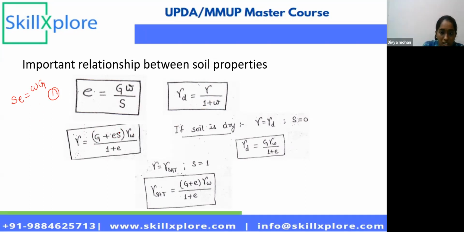For a dry soil, the degree of saturation will be 0. Since this term becomes 0, gamma d equals G gamma w by 1 plus e. And for saturated soil, the S value will be 1, so it becomes (G plus e) gamma w by 1 plus e.